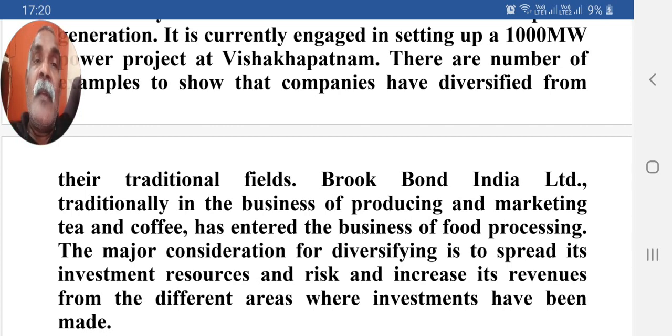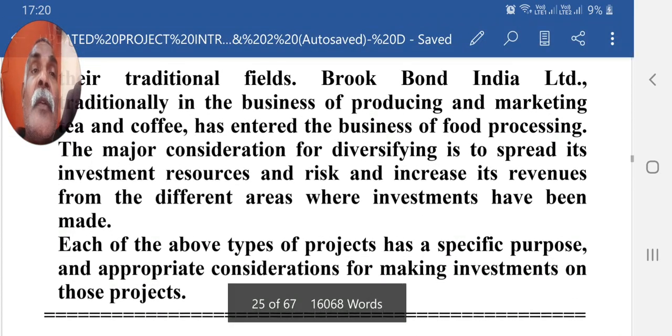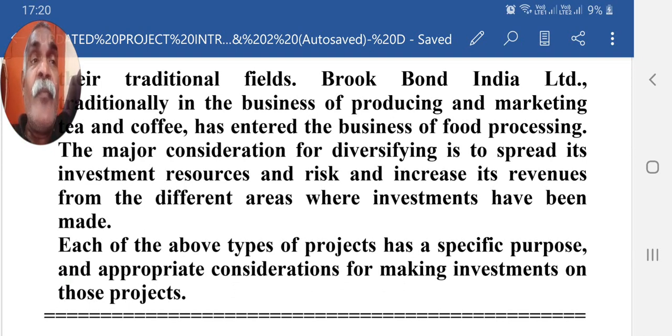Brooke Bond India, traditionally in the business of producing and marketing tea and coffee, has now entered the business of food processing. So the major consideration for diversifying is to spread its investment resources and risk, and increase its revenue from the different areas where investment has been made. Each of the above types of project has been classified on the basis of purpose and appropriate considerations for making investment in those projects. This is all about the classification of projects.